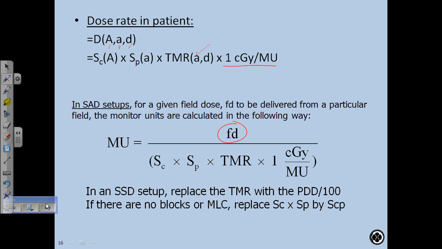Okay? If there are no blocks or MLC, we can replace these individual factors by SCP of the equivalent square, and it simplifies things. This depends on the equivalent square. If there are blocks, we need to separate them. SCF depends on big A, which is the blocked equivalent square from the jaws, and SPF depends on the little a, which is the blocked equivalent square from the MLC.